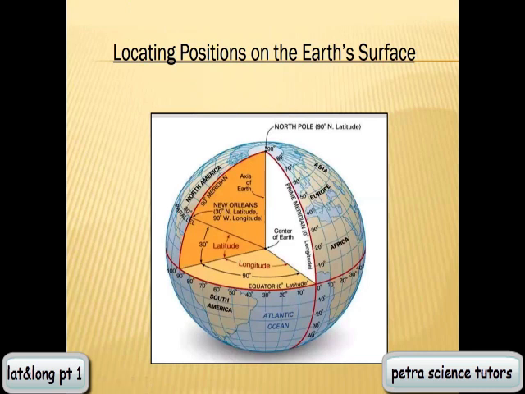All right, so you can have some other locations. For instance, this point here is going to be what? This is going to be 40 degrees north of latitude, and 10 degrees east of longitude.